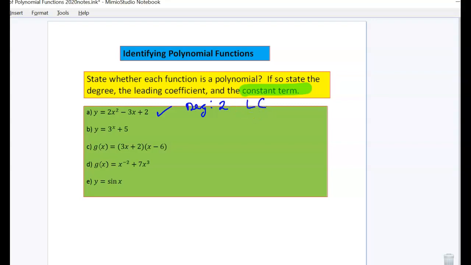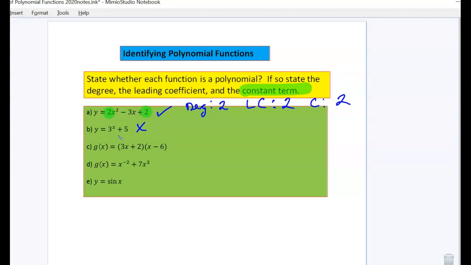The leading coefficient would be the number in front of the variable with the highest exponent, so it too would be 2. And the constant is the term that doesn't have a variable attached to it, and the constant in this case would be plus 2. All right, question B is not a polynomial, as that is an exponential equation because the variable is in the exponent.